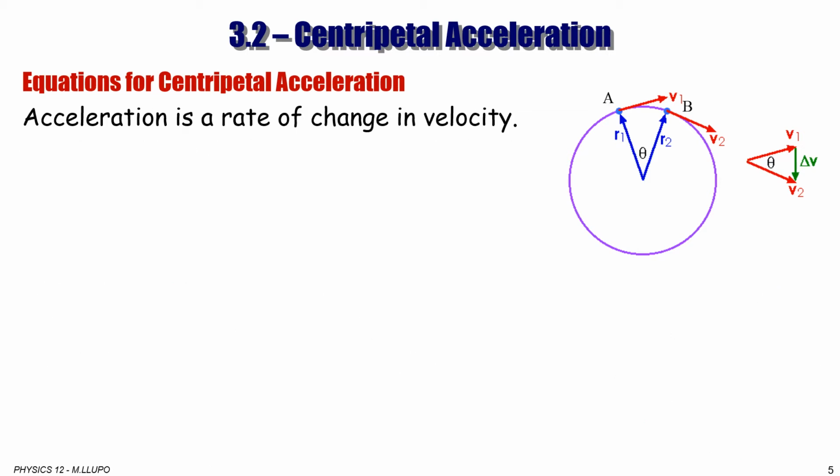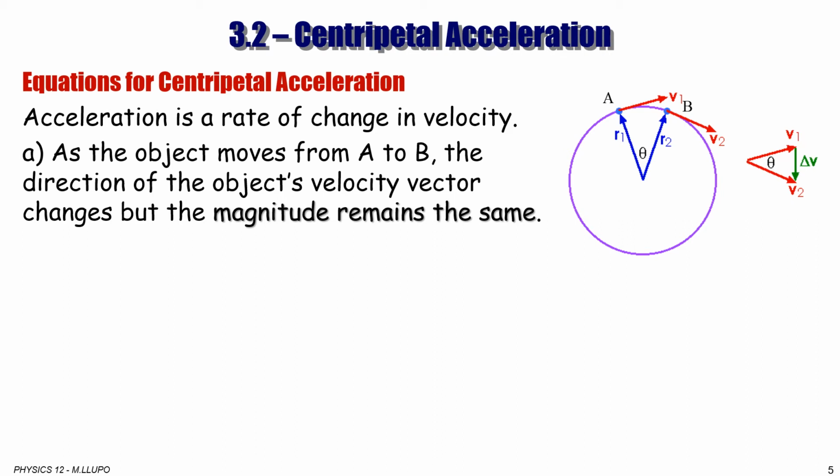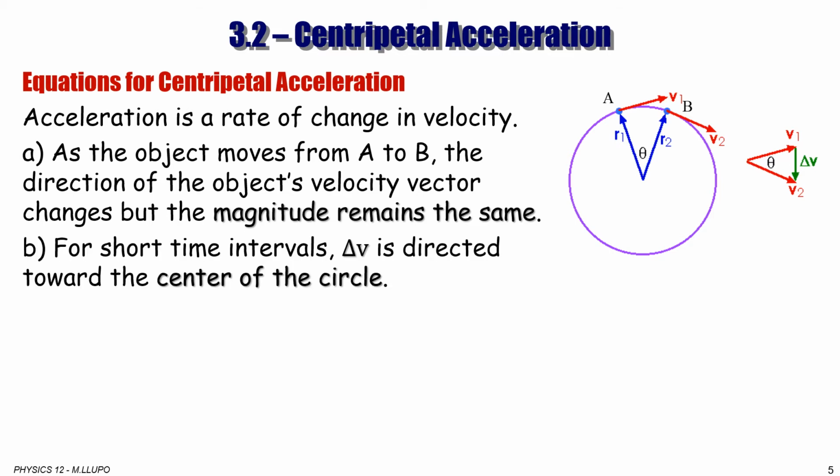Here are key concepts while we are deriving equations for centripetal acceleration. Acceleration is a rate of change in velocity. We know already, as the object moves from point A to point B, the direction of the object's velocity vector changes, but the magnitude remains the same. So that's why we use most of the time the concept of speed. For a short interval of time, the change in the velocity is directed toward the center of the circle. That's where the acceleration direction is directed to.